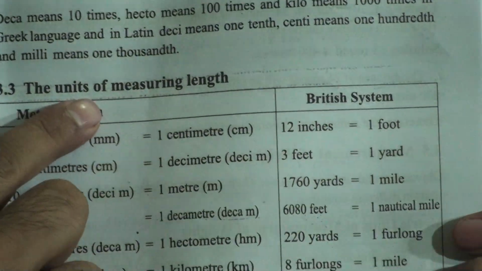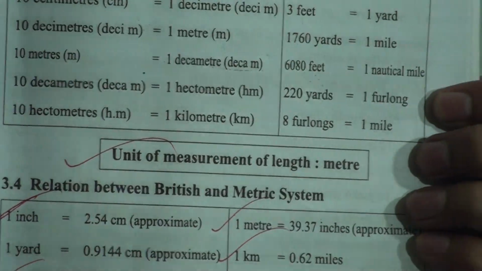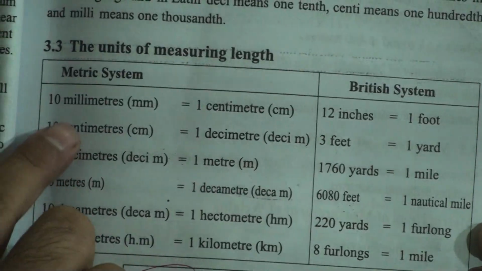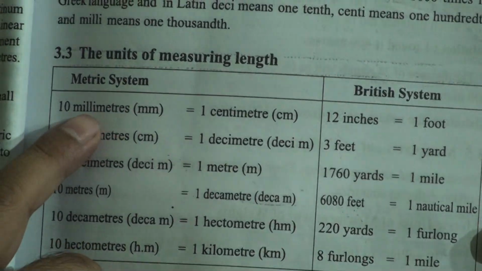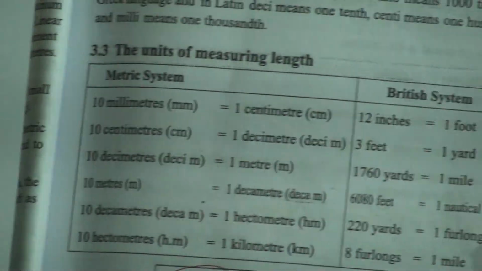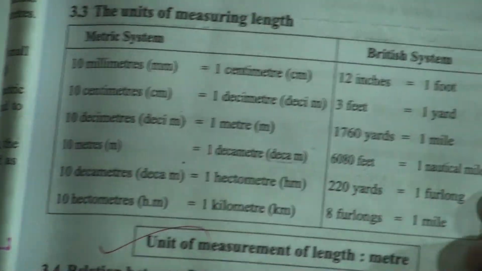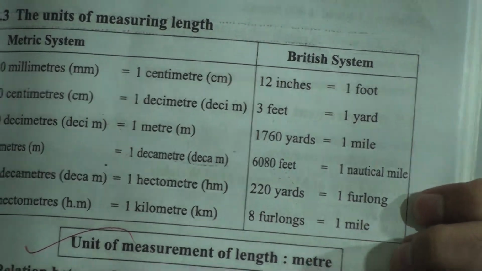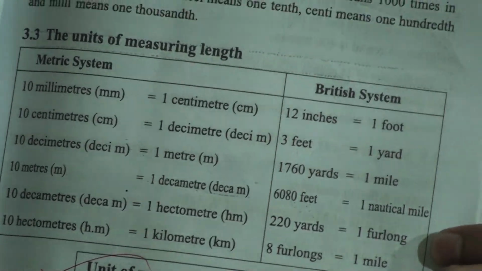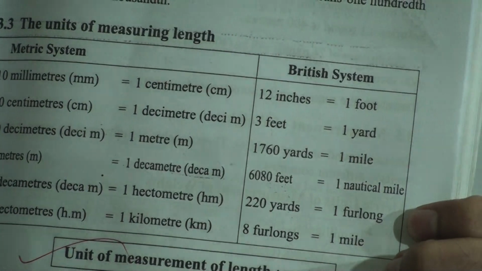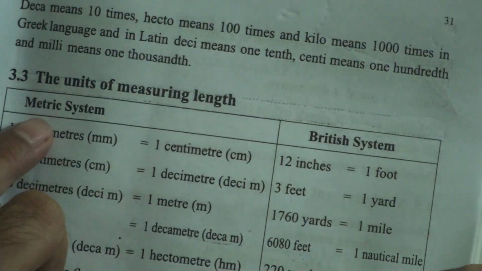And in the next page, you will see the next topic, the units of measuring length. Units of measuring length. Here the units are smallest unit is millimeter, then the unit will get centimeter, decimeter, meter, decameter, hectometer, kilometer. You will get from smaller to larger units, from millimeter to kilometer. Okay, dear students, now this is metric system.